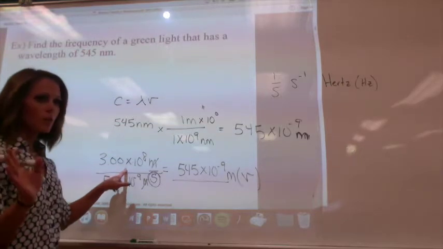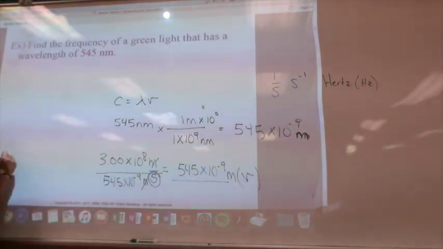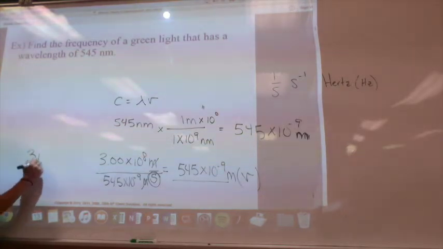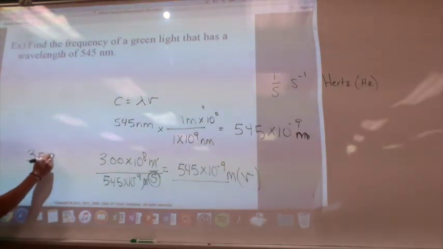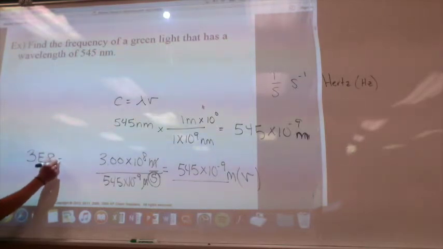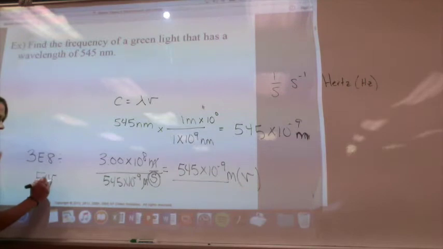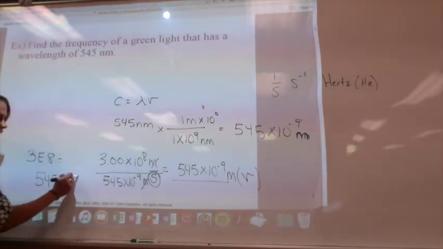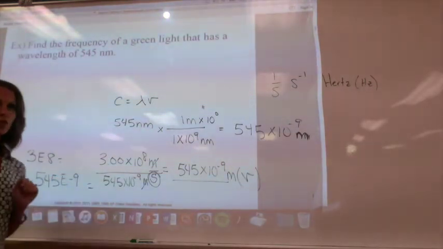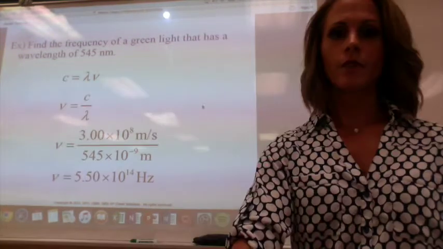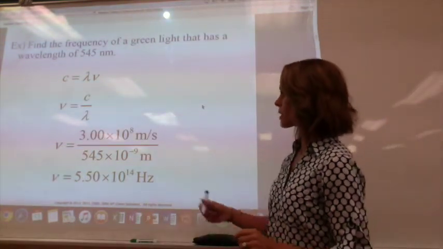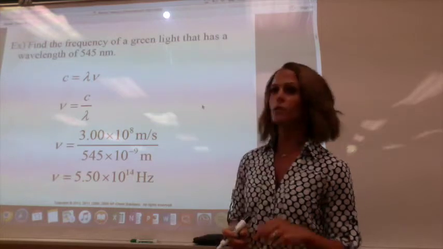So on my calculator, we're all going to make sure that we get this correct. This is just a review of how to enter numbers. 3, E, 8. Then you're going to hit the divide button on your calculator. Then you're going to hit 5, 4, 5, E, -9, and then equals. Make sure that you get that answer. Okay, so the answer is 5.50 times 10 to the 14th hertz. Thumbs up if you got that.